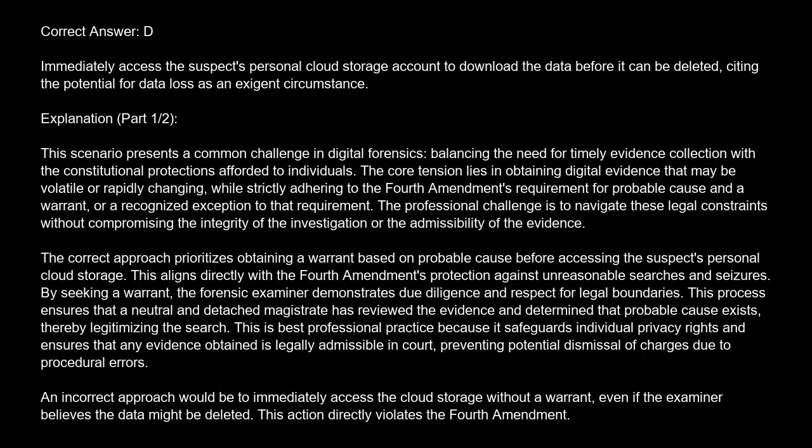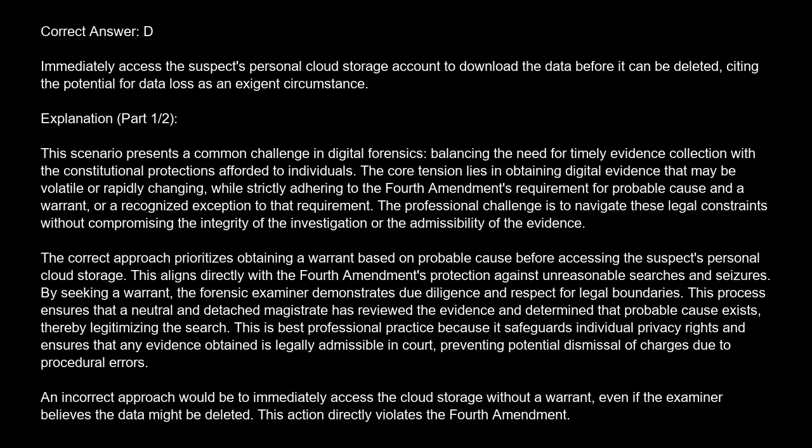Explanation. This scenario presents a common challenge in digital forensics, balancing the need for timely evidence collection with the constitutional protections afforded to individuals. The core tension lies in obtaining digital evidence that may be volatile or rapidly changing, while strictly adhering to the Fourth Amendment's requirement for probable cause and a warrant, or a recognized exception to that requirement. The professional challenge is to navigate these legal constraints without compromising the integrity of the investigation or the admissibility of the evidence.